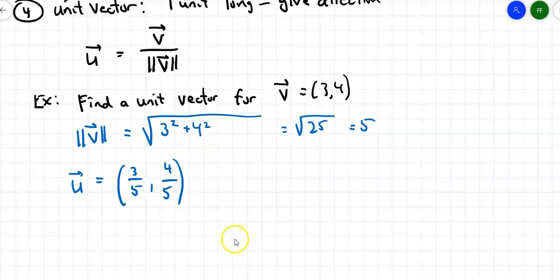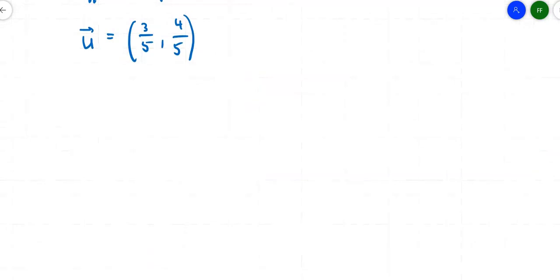All right, the sum of two vectors. How do I find the sum of two vectors? You add components. Same thing works for subtraction.